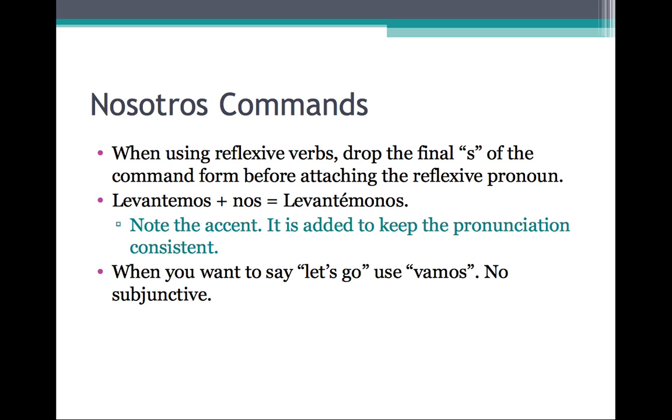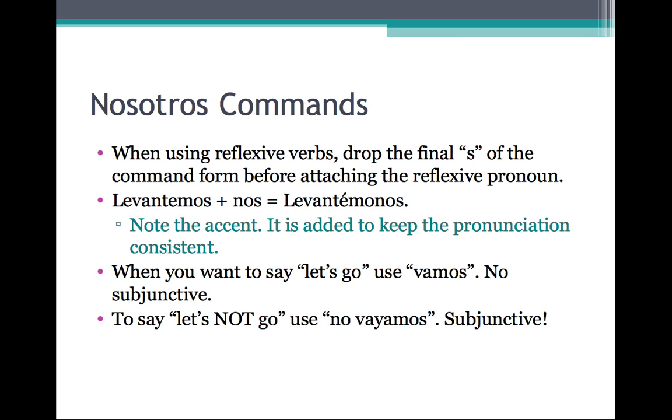Okay? Ir is the only exception where you have to use the indicative. Okay? So we just say vamos for let's go. No subjunctive whatsoever. I don't know why. Because remember, ir in the subjunctive is vayamos, but it just goes to vamos. Okay? But here's the exception. When you're saying let's not do something, you have to put it back in the subjunctive. So only the affirmative form of ir in the nosotros is the indicative, vamos. But if you're going to say let's not go, no vayamos.